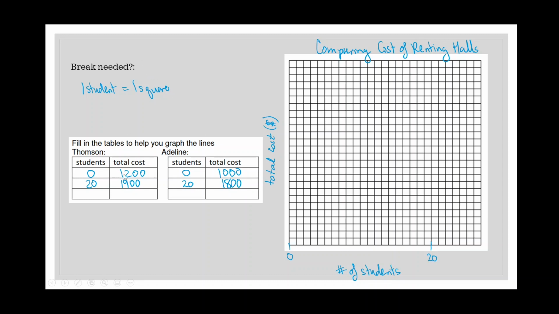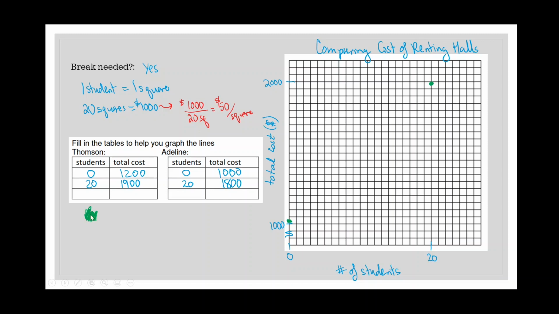Do we need a break for the total cost? I say yes, because the numbers that we have here are nowhere near close to 0. So I'm going to use a break and start from the lowest number, which is 1,000, and our highest number is 1,900. So I'm going to say I will count up 20 squares and make that equal to 1,000. So 1,000 plus 1,000 is the 2,000 that I have up here. So basically each square is going to be worth $50 if you divide 1,000 by 20 squares.